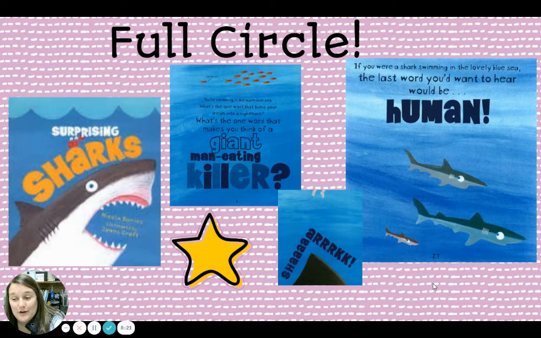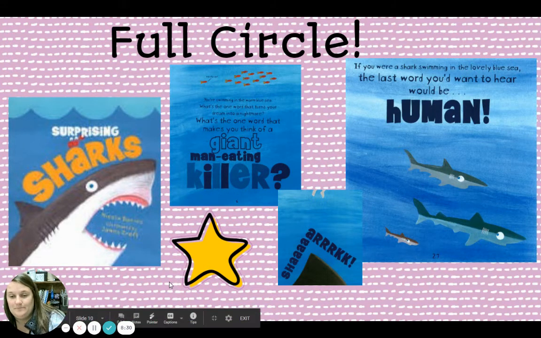See how it's a similar idea? It kind of comes full circle. At the beginning, it was a human thinking shark. At the end, it's a shark thinking human. Okay, so it's full circle.